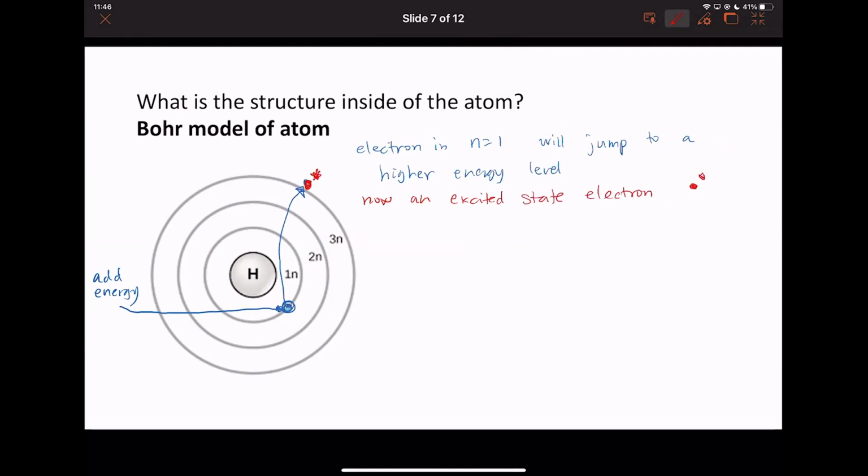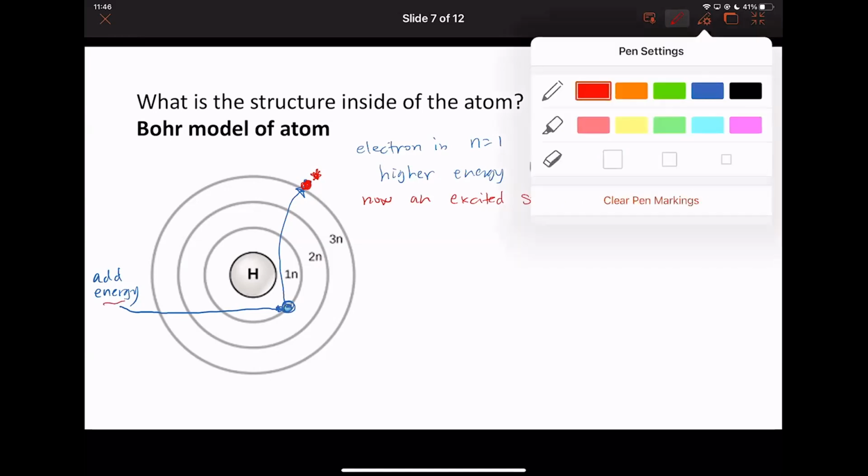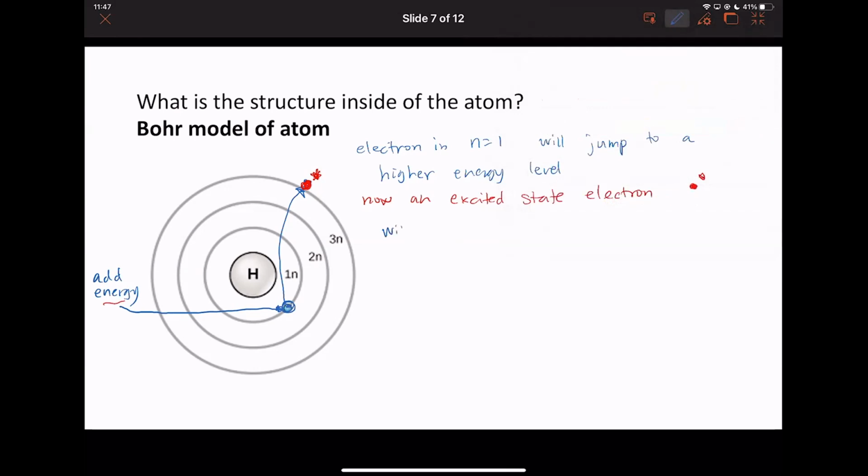And this is a temporary state. The electron does not hang out in that higher energy level. Why? Because it wants to go back to where it was. It's most stable in that ground state, in the level closest to the nucleus, closest to the proton, because positives and negatives attract. Why did it jump up there though? Because you added energy. So the electron will return to its original state, to its original energy level, and it can do this in some different ways.